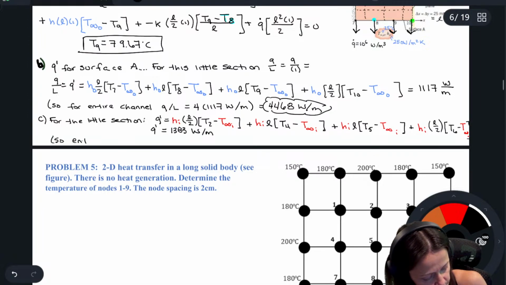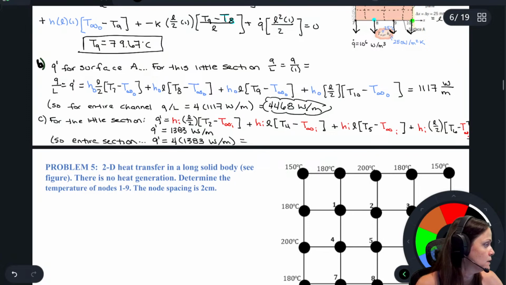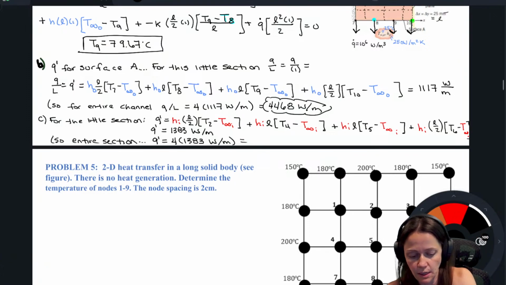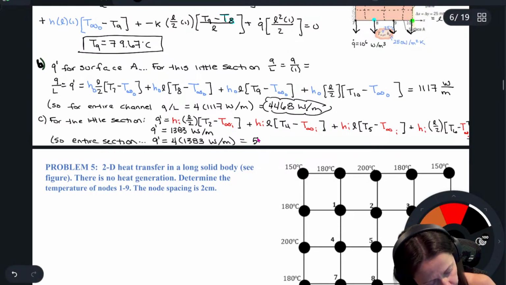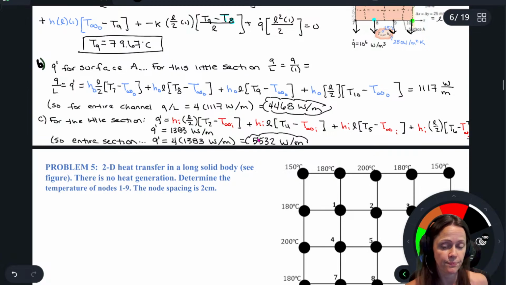So for the entire section, we just multiply that by 4. So 1383 watts per meter times 4, let's see what that is. 1383 times 4, I've got 5532. Okay.